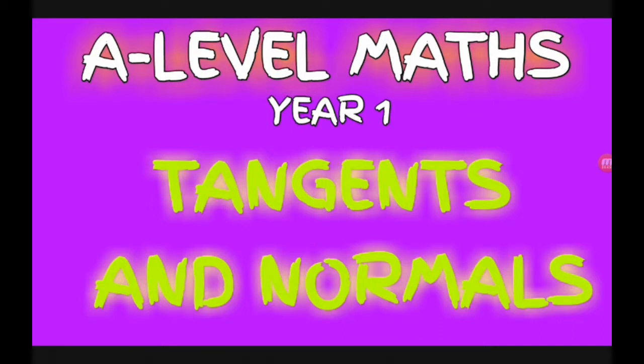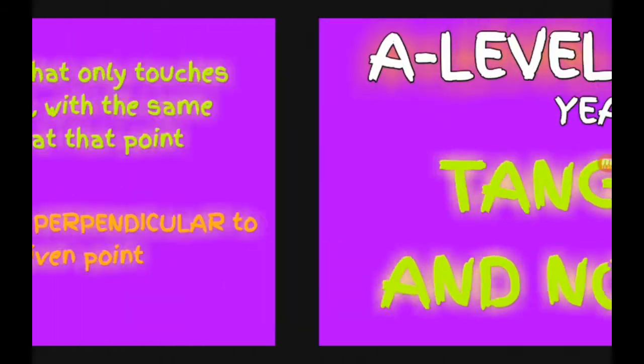Hey there guys, so up to here we've seen how to differentiate, and how to use the derivative to find the gradient of a curve at a given point. Here we're going to take it a little bit further and use differentiation to find the equation of the tangent to a curve and what's called the normal to a curve.